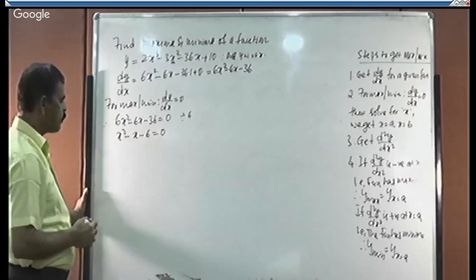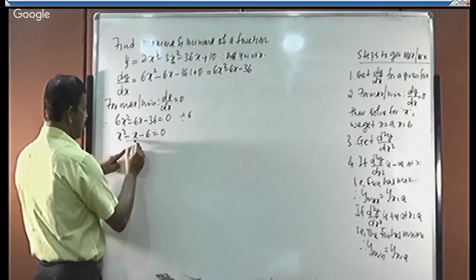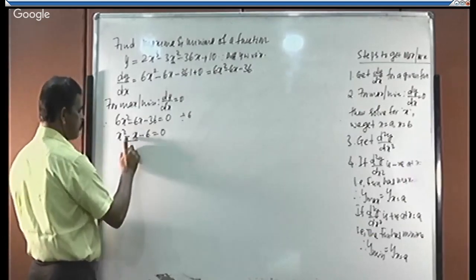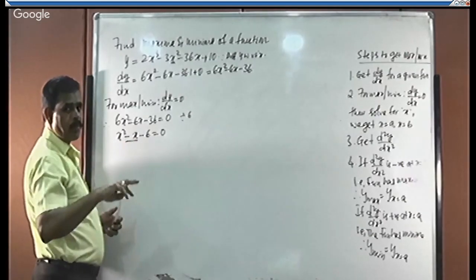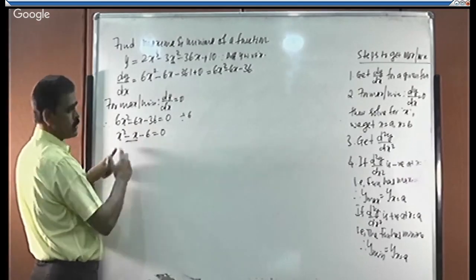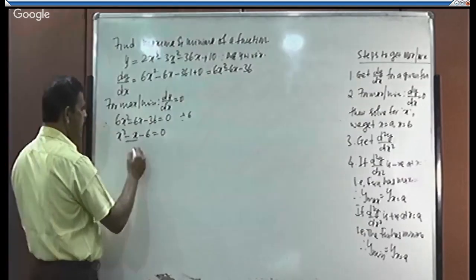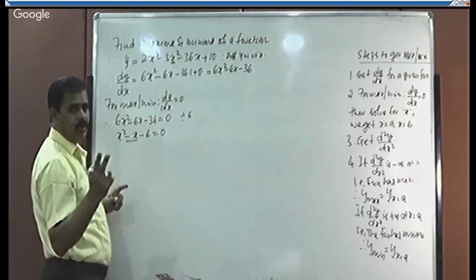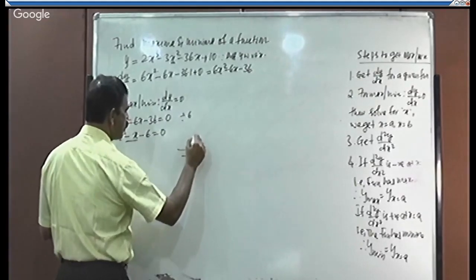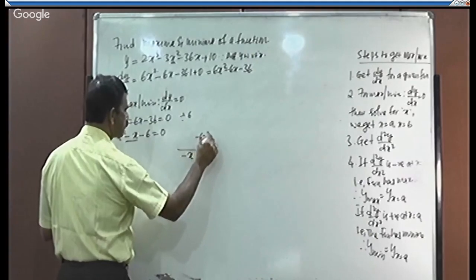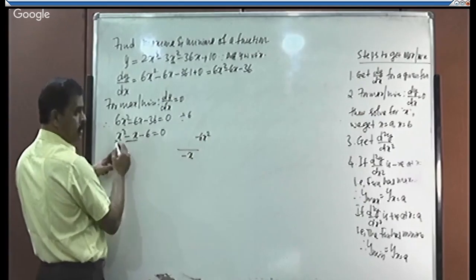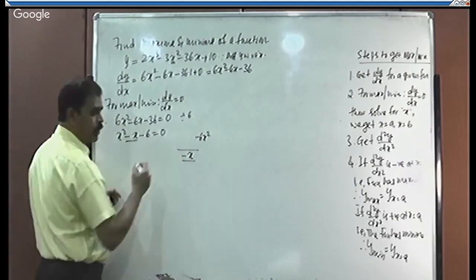Factorize this. How to factorize? The middle term is replaced by two terms. Their sum or difference should be equal to minus x. Their product should be equal to the product of the first and last term. See, in place of minus x, we need to replace two terms. Their sum or difference should be minus x. Their product should be minus 6x square. What is minus 6x square? It is the product of the first and last term. This is the middle term.